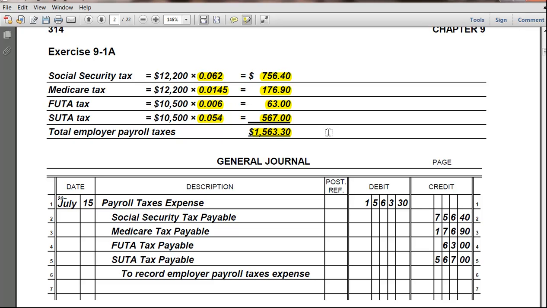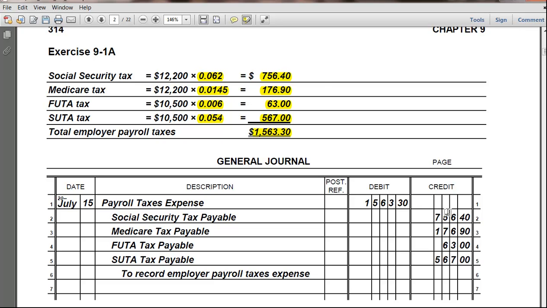So keep in mind, we're not dealing with employees. You're not going to use a cash account right now. We're simply going to take all the taxes that the employer has to pay and put them in a temporary liability account, and then we're going to debit our payroll tax expense for that amount. This expense arises from payroll taxes, not from wages and salaries. So in Chapter 8, we debited wages and salaries, and in this chapter, we're going to debit payroll tax expense for this total of $1,563.30.